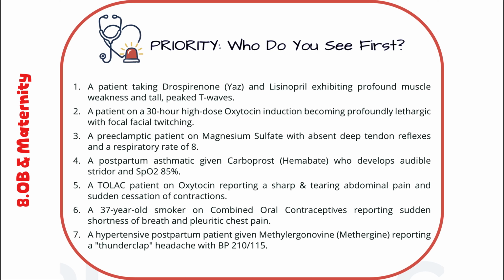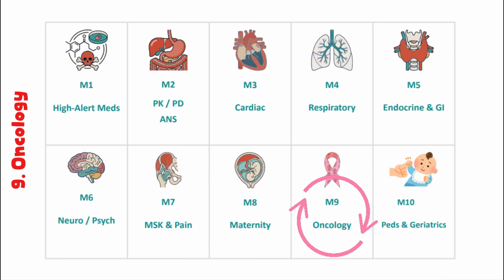A 37-year-old smoker on combined oral contraceptives with sudden shortness of breath and pleuritic chest pain, pulmonary embolism. A patient on drospirenone and lisinopril with profound muscle weakness and peaked T waves, hyperkalemia heading toward a lethal arrhythmia. And a patient on a 30-hour high-dose oxytocin induction who's becoming lethargic with facial twitching, water intoxication, and impending seizure, not exhaustion. Welcome to Module 9.